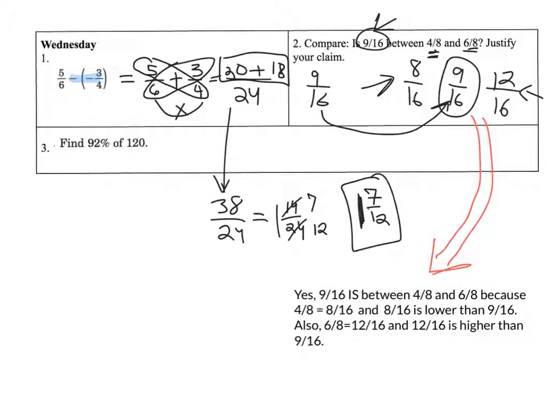Okay, also remember you need a sentence. So here's our sentence. Okay, yes, 9/16 is between 4/8 and 6/8 because 4/8 is 8/16 and 8/16 is lower than 9/16. Also, 6/8 is 12/16 and 12/16 is higher than 9/16. Last but not least, if we use our decimal method, we get 110.4.